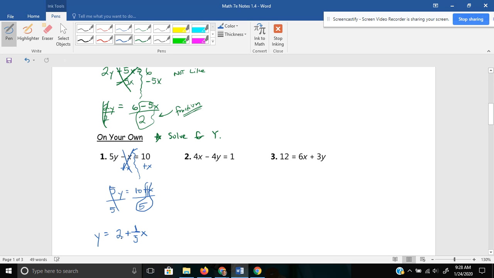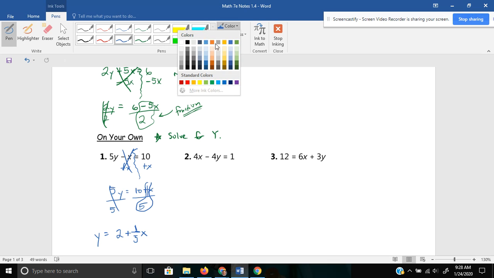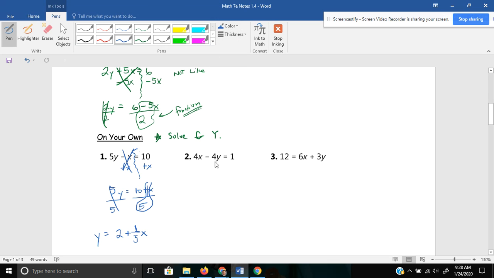Okay, so y equals 2 plus 1/5 x. The next one, I've got 4x minus 4y equals 1. I want it to be y equals in the end, so I'll first move my x to the other side. I need to subtract 4x from both sides.